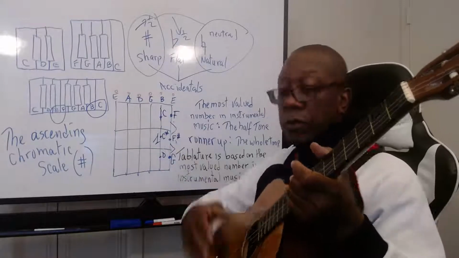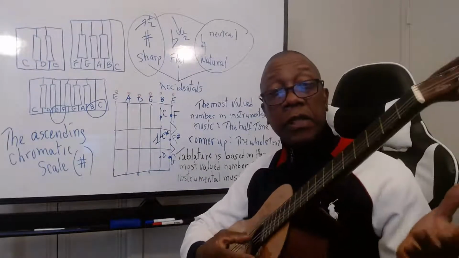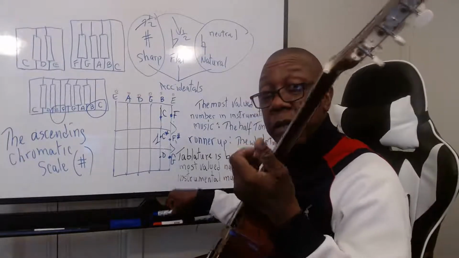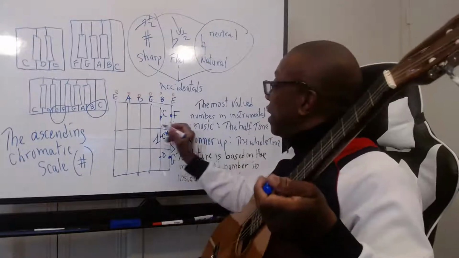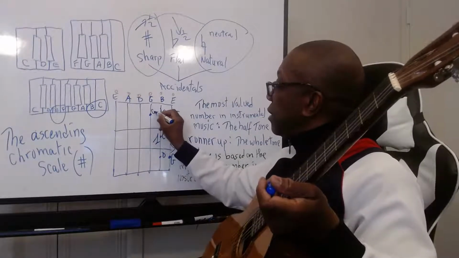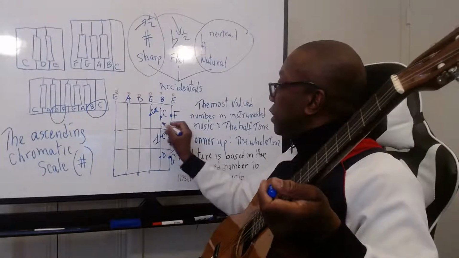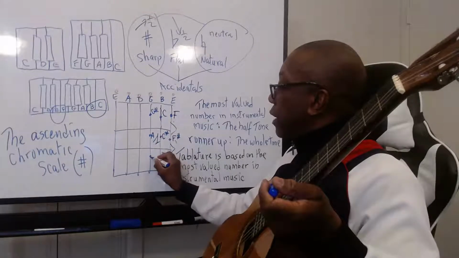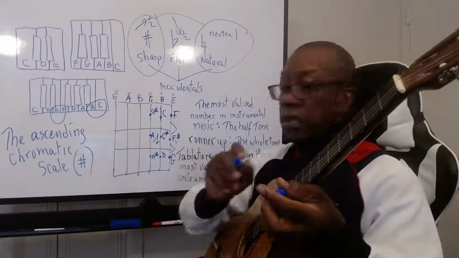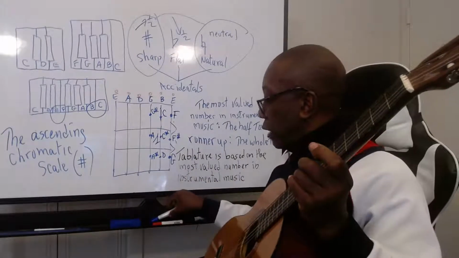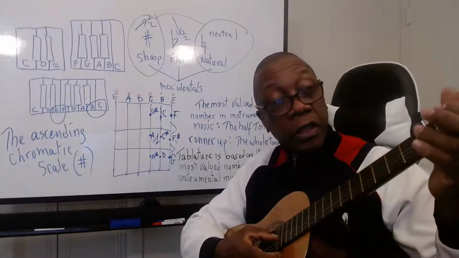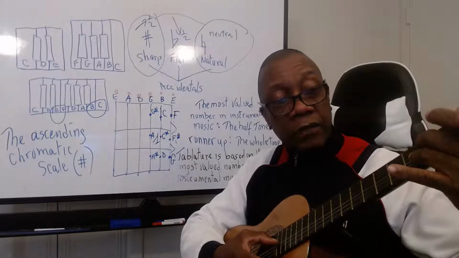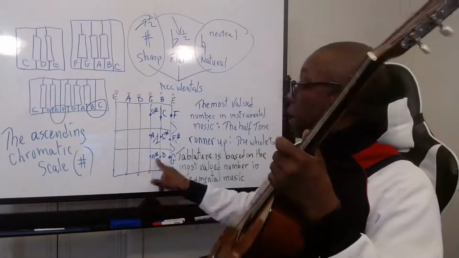Moving on to G. Open G, that is the third string. When I touch it, it becomes G sharp. This is G sharp. After G sharp, we have what? A. After A, we have A sharp. Okay, so how do I do that? The third string is G. When I press the first fret, it is G sharp. Second fret is A. The next fret is A sharp. So I have A sharp.